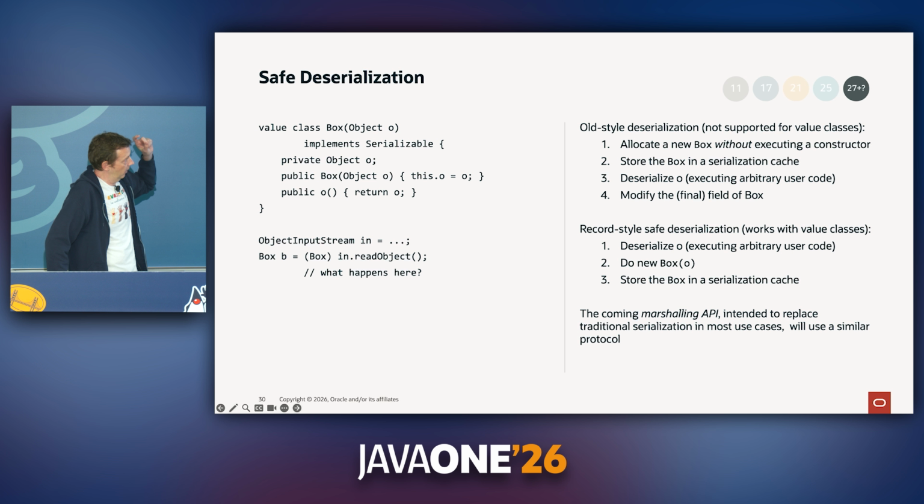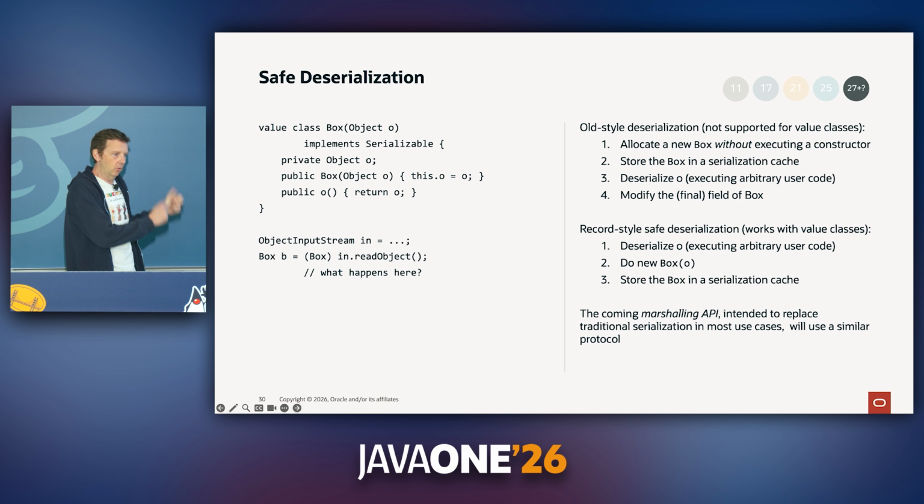What it involves in this box class, so I've got a constructor that says, here's how you create instances of the box. Deserialization isn't going to use that. Instead, when I read a box out of a stream, it's going to create a box without touching any constructors. There's some magic there. The VM lets it create the box uninitialized.